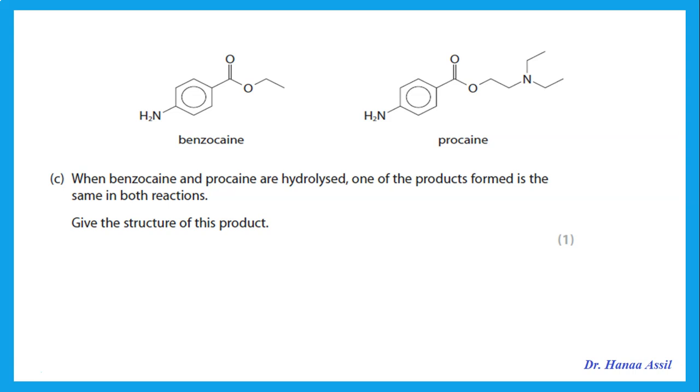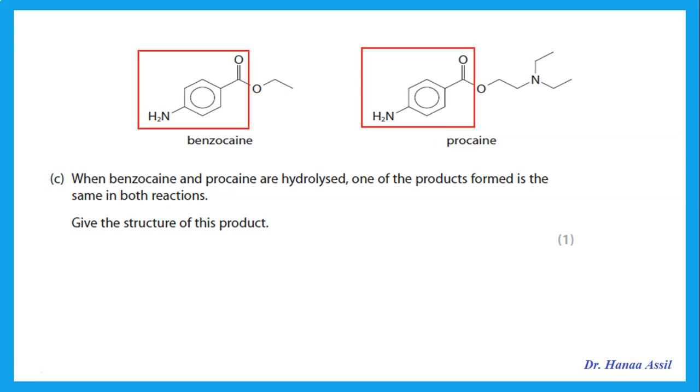When benzocaine and procaine are hydrolyzed, one of the products formed is the same. So if I hydrolyze these two compounds, which product is the same? Can you see these? Now, if we break them, both of them will give this part. So this would be the acid group.